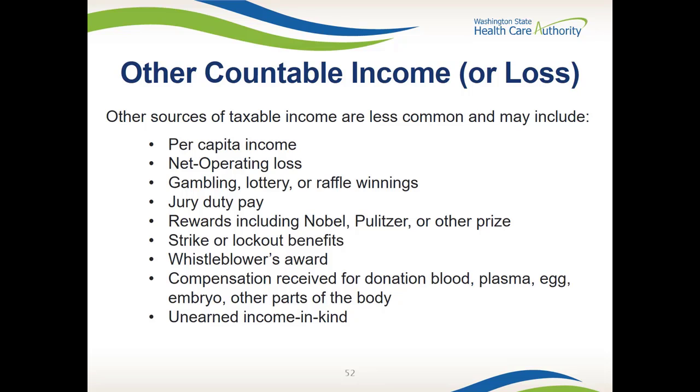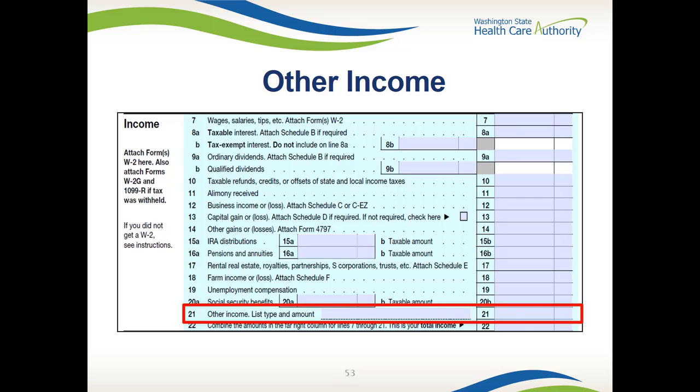There are many other sources of other taxable income. Here are some of the more common examples: per capita income, net operating loss, gambling, lottery or raffle winnings, jury duty pay, rewards including Nobel, Pulitzer, or other prize, strike or lockout benefits, whistleblowers award. This type of income will be listed on line 21 of the IRS Form 1040.